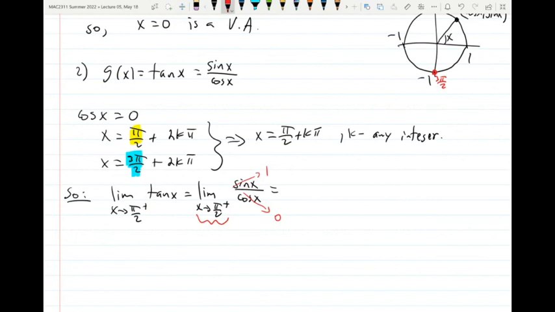Greater than pi over 2. It's to the right of pi over 2, so this means x is bigger than pi over 2. What does that mean about the angle? In what quadrant is it?